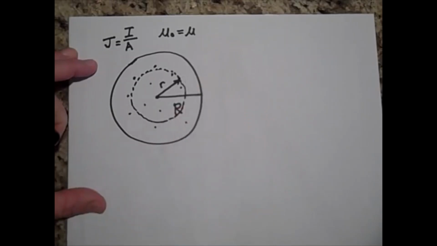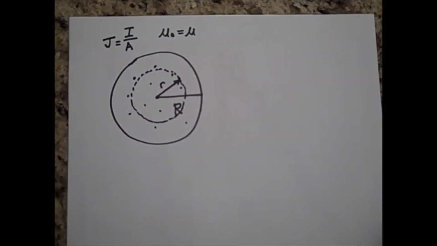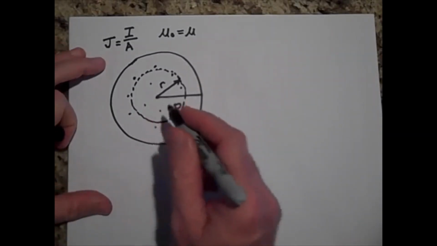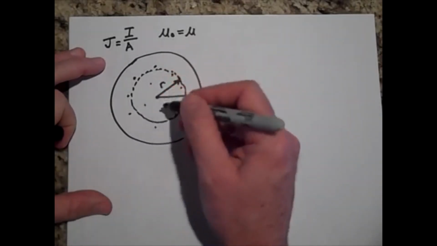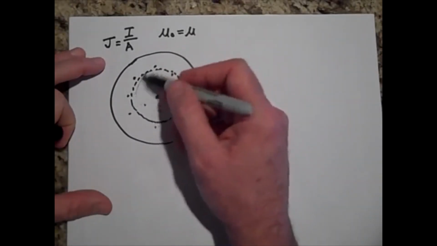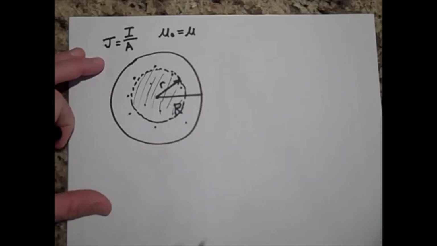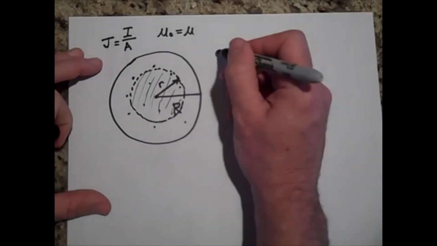So there it is, distance r away. And so all that matters is the current that is passing through the Amperian membrane. Here's the Amperian membrane. Okay, so I'm going to write down Ampere's law.